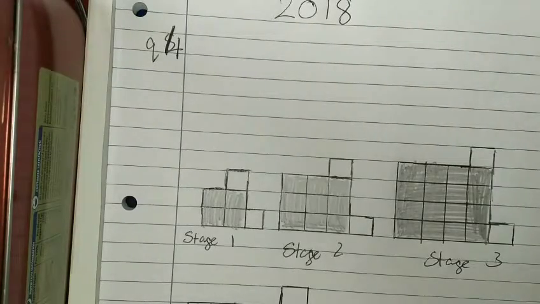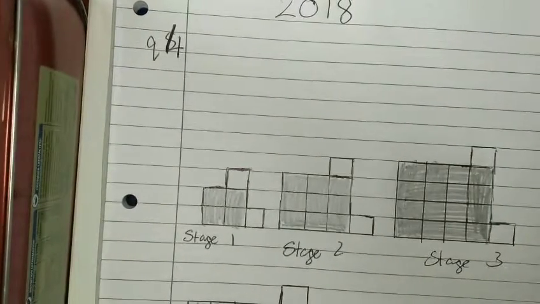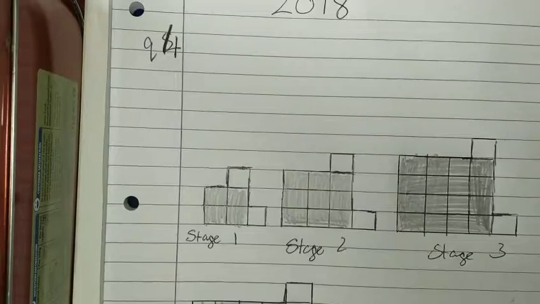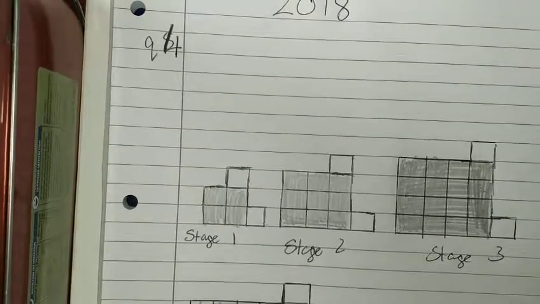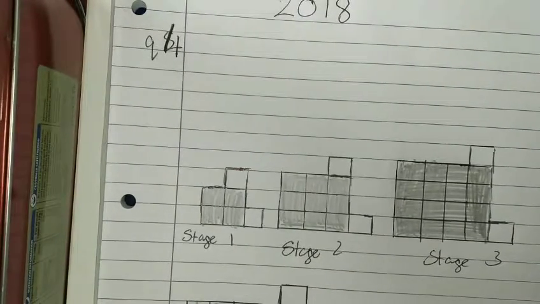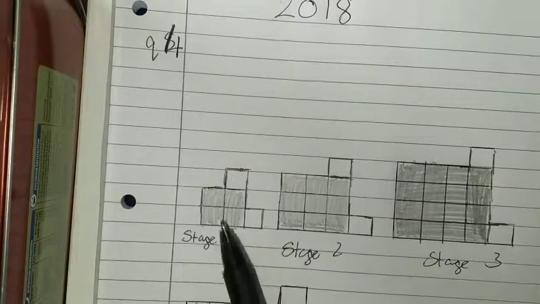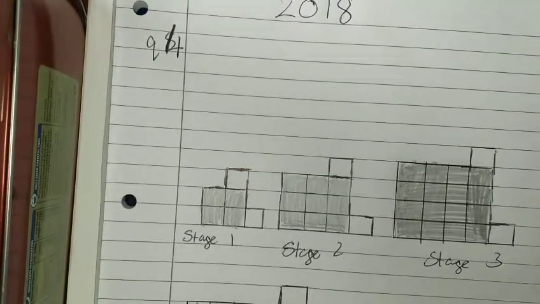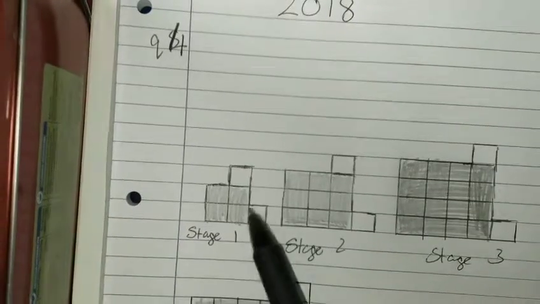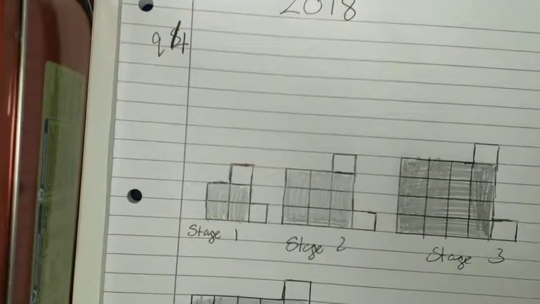So here we have the 2018 Leaving Cert Ordinary Level, question 4, and this is a question on sequences and series. It says the first 3 stages in a pattern of grey and white tiles are shown in the diagram below. I've just drawn out the first 3 stages, and we're asked to draw the 4th stage.